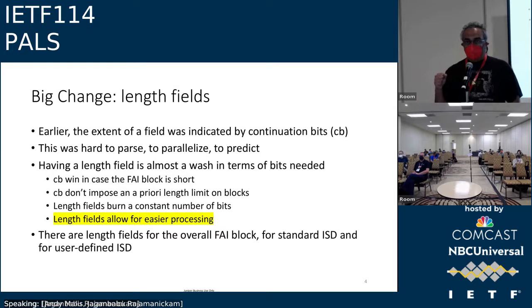To know where the block ends, we were using continuation bits. But feedback from the Broadcom folks said that it's much easier to have a length field up front, and then you say, oh, this whole block is 10 words, just take the 10 words and throw them out. So we moved from having continuation bits for the whole FAI block, for the standard in-stack data and for the user-defined in-stack data, to length fields for everything. There's not a huge difference in terms of overall number of bits needed to encode all this, but the length fields allow for much easier processing. So that's one big change that we made. Next slide.